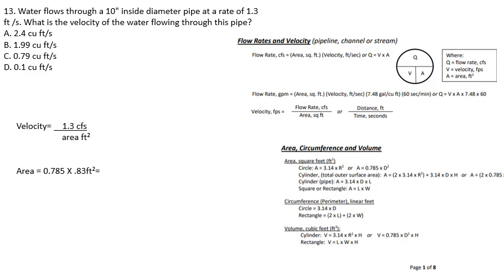Area is 0.785 times diameter squared. That gives us an answer of 0.5 square feet. 1.3 cubic feet per second divided by 0.45 foot inside diameter of the pipe gives you an answer of 2.4 cubic feet per second.